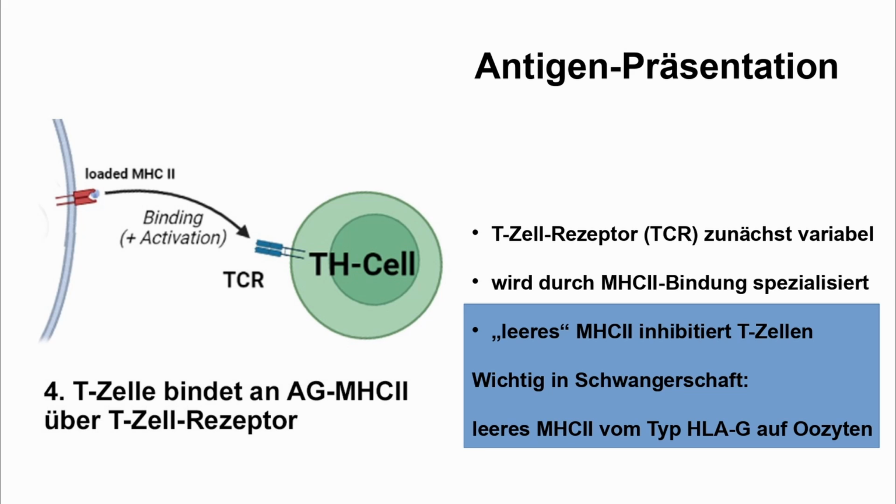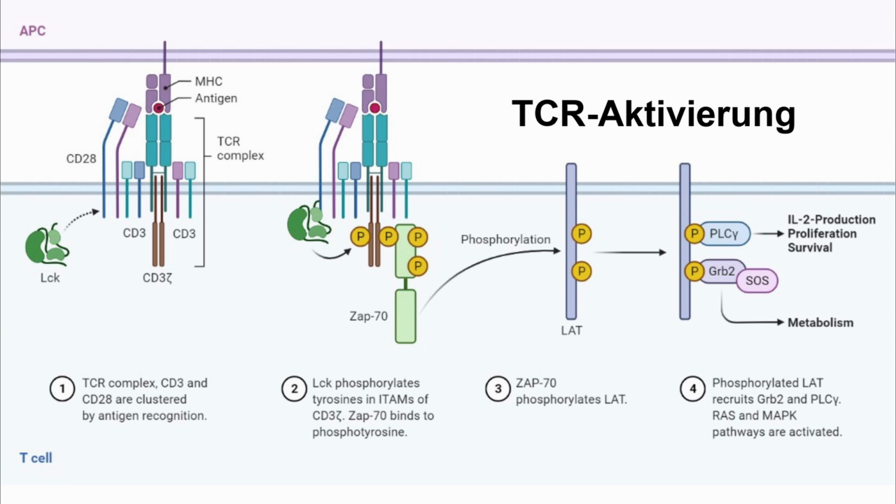For this purpose there are, for example, special MHC molecules on egg cells, which are not loaded with antigens. These serve the purpose of protecting the egg cells from rejection reactions by T cells. Here we see in the top left of the picture how the MHC molecule with the antigen on it binds to the T cell receptor.